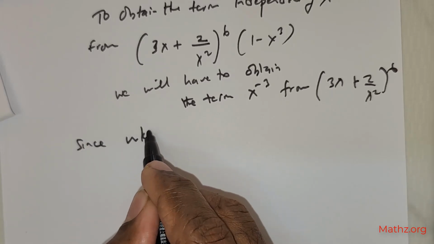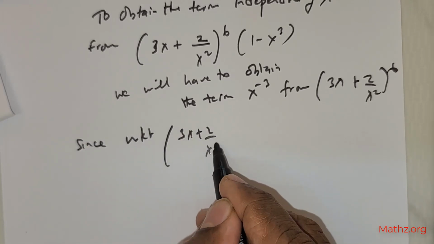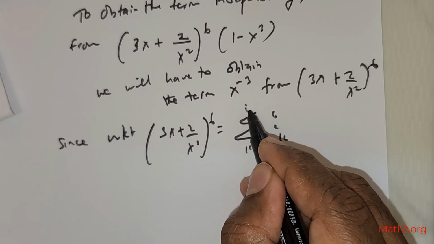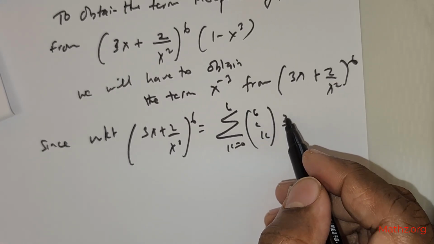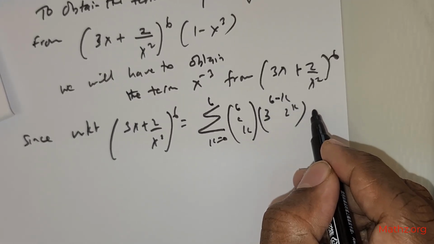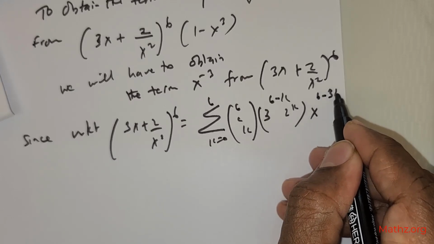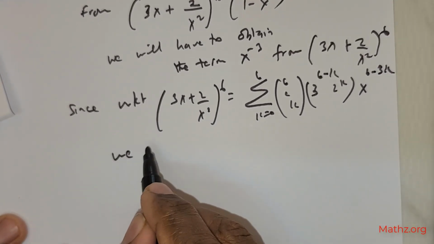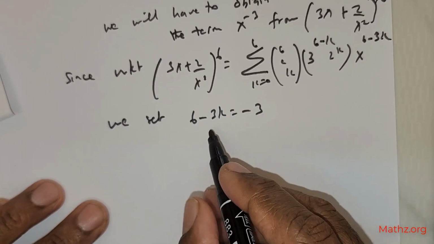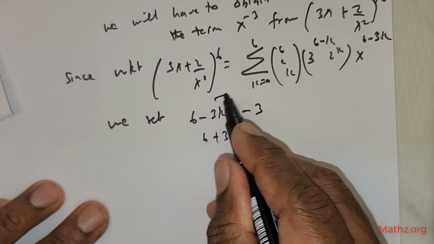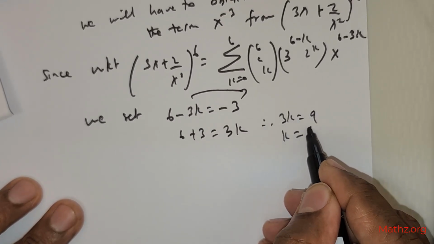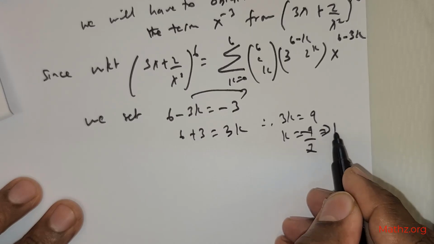Now since we know that (3x + 2/x²) raised to the power of 6 is equal to sigma 6ck, k is 0 to 6, and this is 3 raised to the power of 6 negative k, 2 raised to the power of k, times x raised to the power of 6 negative 3k. We set 6 negative 3k to be equal to negative 3. So this means 6 positive 3 is equal to, you push this to the other side, you get 3k. So therefore 3k is equal to 9, k is equal to 9 over 3, which means k is equal to 3.